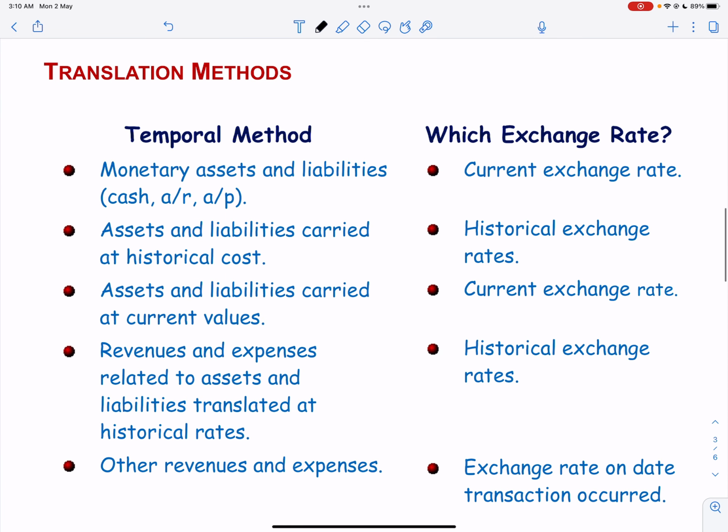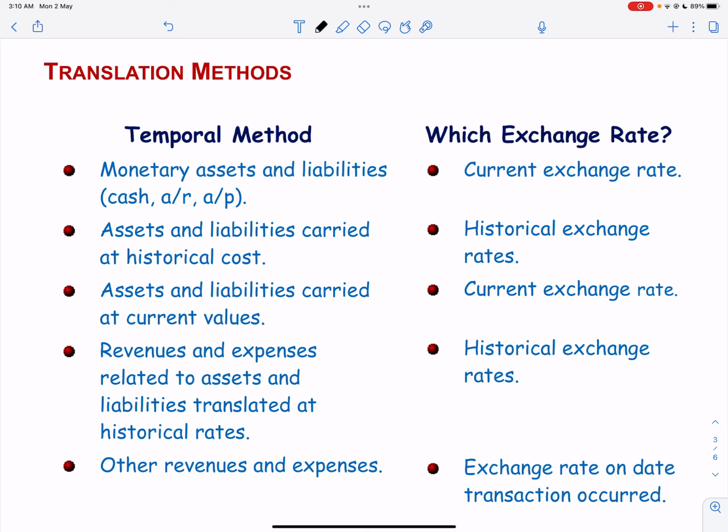We use the temporal method for two reasons. First, the economy is hyperinflationary in the country where the subsidiary is located. And second, the functional currency is equal to US dollars if the parent company is from the US. If the parent company is from Saudi Arabia, then the functional currency is equal to Saudi riyals.